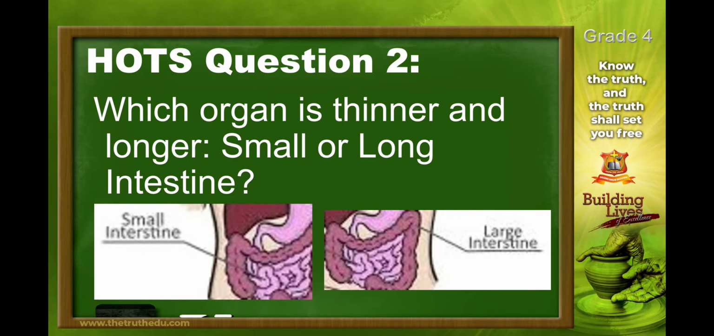So the small intestine is thinner and longer. I told you, if you remember, just after the stomach comes the small intestine. It is long and thin, but the large intestine is after the small intestine and it is shorter and thicker. Okay.